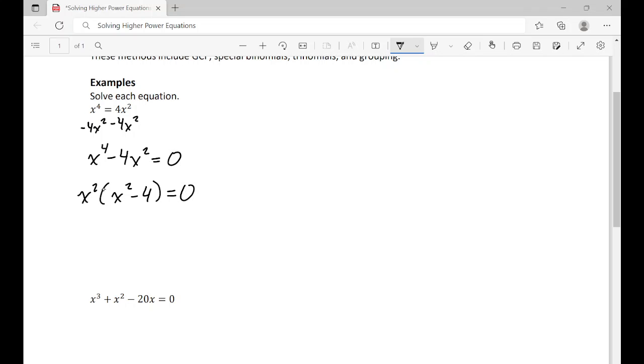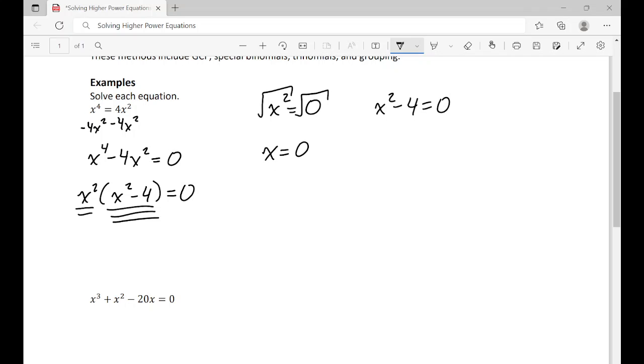So remember, if you have two things that are multiplying, we can separate them both and set each one individually equal to 0. So I'm going to set the x squared equal to 0, and I'm going to set the x squared minus 4 equal to 0. And now I'm going to solve both of them. So here, take the square root of both sides, and I'm going to get x equals 0. So there's one solution. And then I'm going to add 4 over. So I'm going to get x squared equals 4.